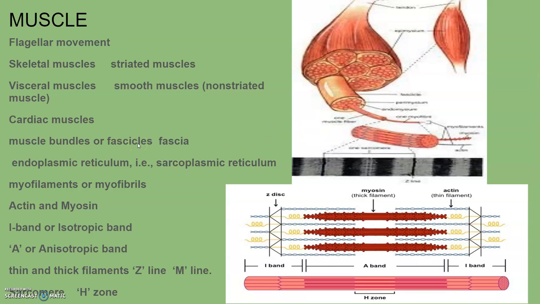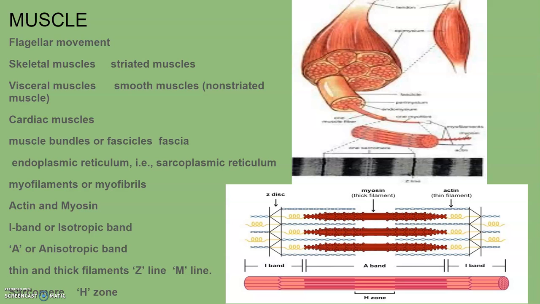And the endoplasmic reticulum which is present in the muscle fiber is known as the sarcoplasmic reticulum. They store the calcium ions, and these muscle fibers have parallelly arranged filaments in the sarcoplasm, which are called myofilaments or myofibrils. Okay, these are called myofilaments or myofibrils. Now these myofibrils have alternate light and dark bands, and in detail we study the myofibril.